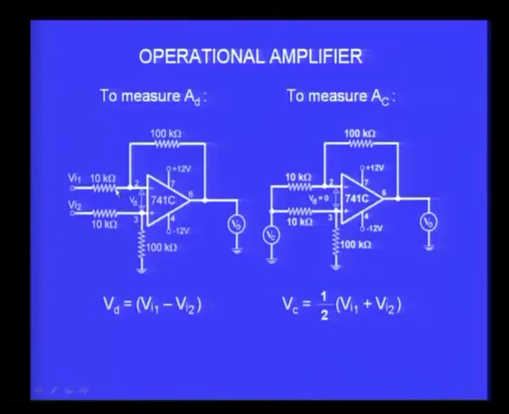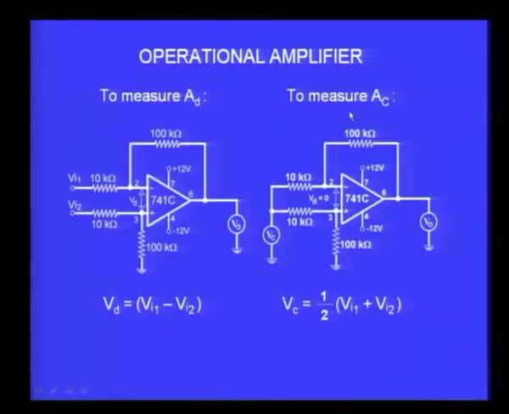But for the present, you can assume this to be a differential amplifier, and therefore the Vd here is Vi1 minus Vi2, which we already know, and I will measure the output voltage. I will give one voltage here, another voltage to the other input, find the difference, and measure the output. Output divided by the difference in the two inputs will give me the gain of the differential amplifier, AD. This is a very simple measurement.